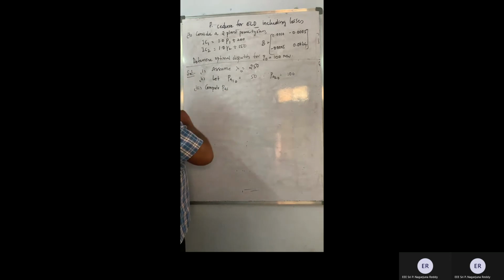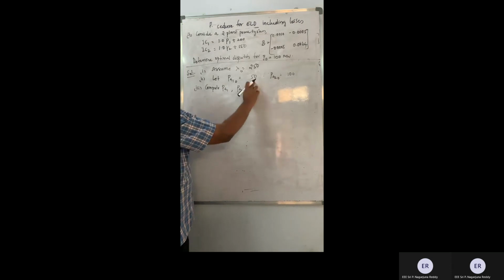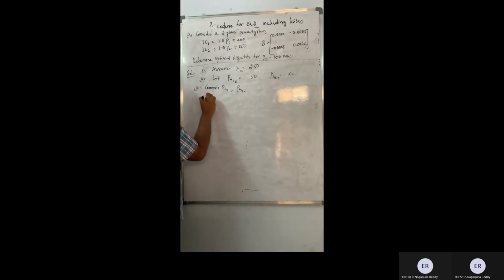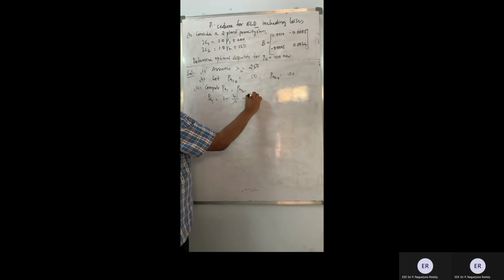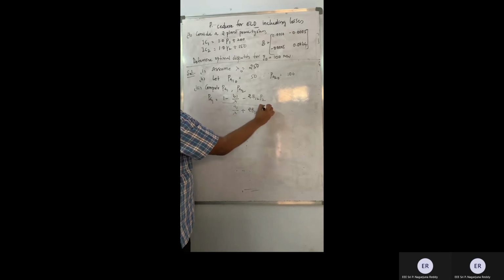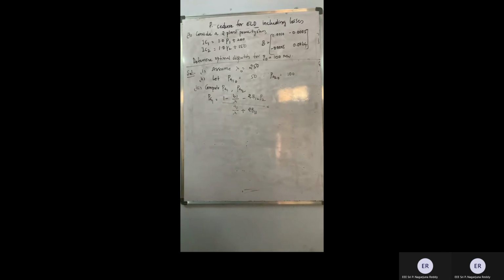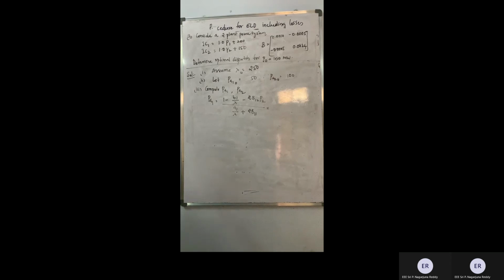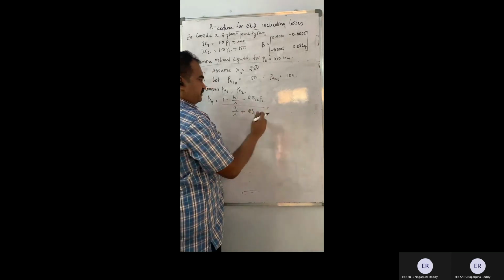So now I am computing Pg1 and Pg2 from the initial values. So what is the Pg1 equation? Pg1 equals (1 minus B1 by lambda minus 2 B12 P2) by (A1 by lambda plus 2 B11). This is the expression, isn't it? So what I will do now is substitute these values here to simplify this equation.